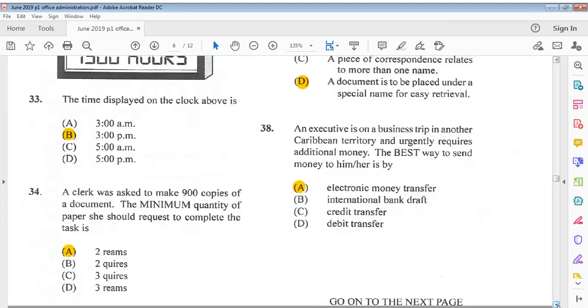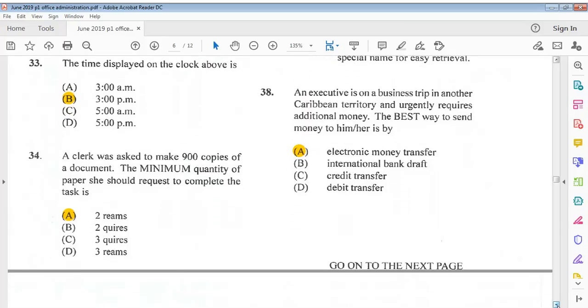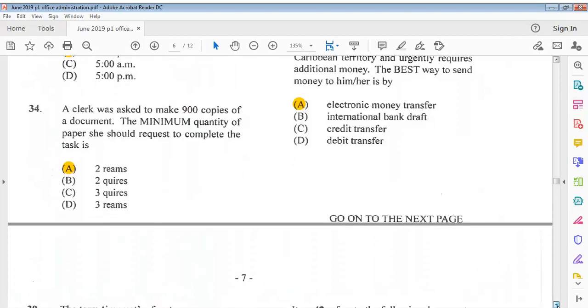Let's move on to question number 38. An executive is on a business trip in another Caribbean territory and urgently requires additional money. The best way to send money to him or her is by A, electronic money transfer, B, international bank draft, C, credit transfer, or D, debit transfer. We know it's electronic. It's instantly the fastest way of sending money. So the answer would be A. So that's how persons send money through MoneyGram or Western Union instantly.